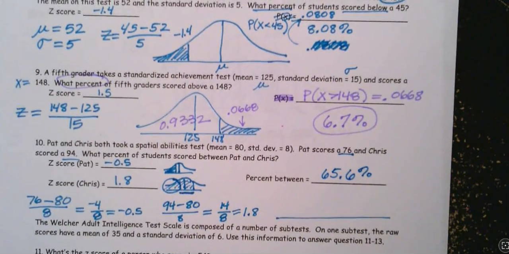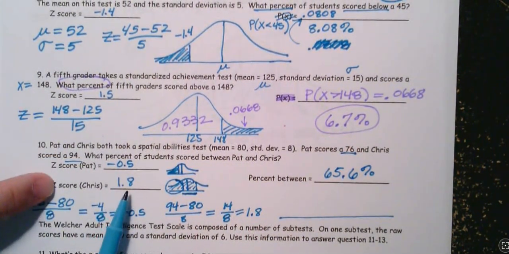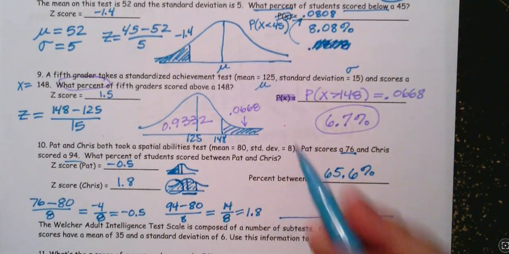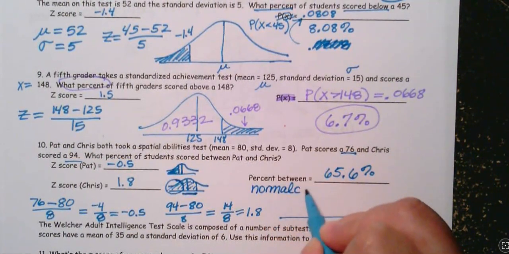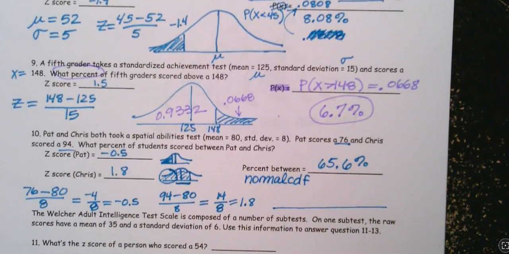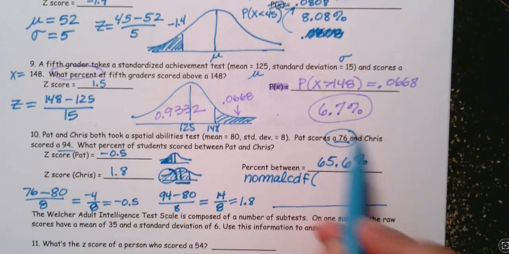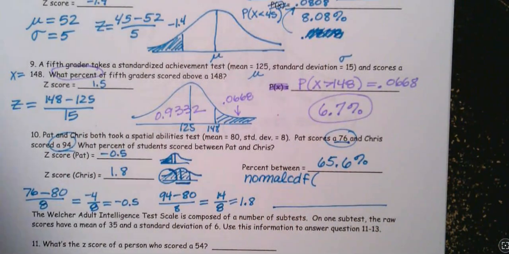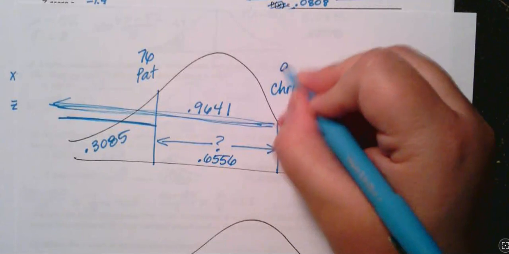Now let's see what happens if we had done this in the calculator. In the calculator, we don't need z-scores. There's actually no place to put z-scores. So in the calculator, we're doing normal cdf, and you can use the calculator, even if it did say you have to use the z-score table on this one, to check yourself and make sure it's close to the same answer. We're looking for between 76 and 94. That's what we're trying to find here, because remember, Pat had a 76 and Chris had a 94.